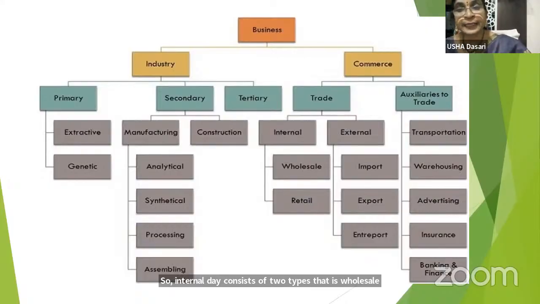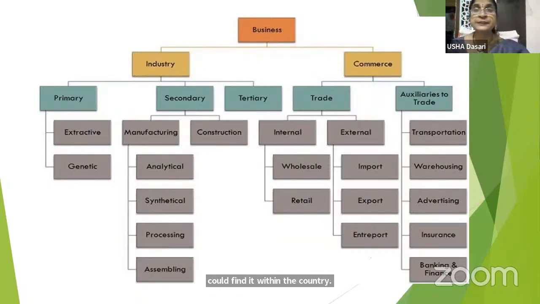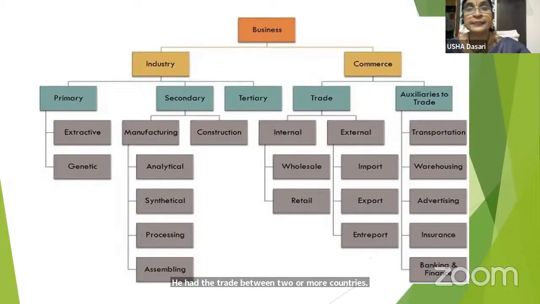Next, the second one is external trade. What is the meaning of internal, as I told you? Whatever trade you could find within the country. External trade means outside the country. Here it is the trade between two or more countries. So that is called external trade. In short, it is also called foreign trade or international trade. So what are they? Import trade, export trade and entrepot trade.